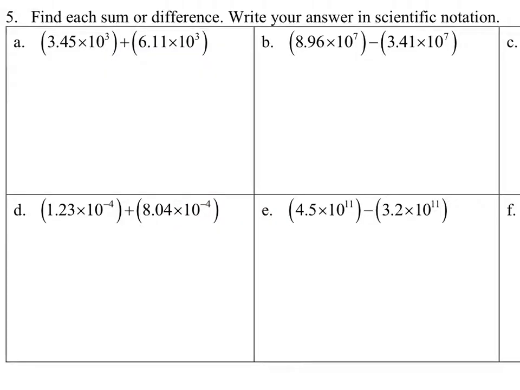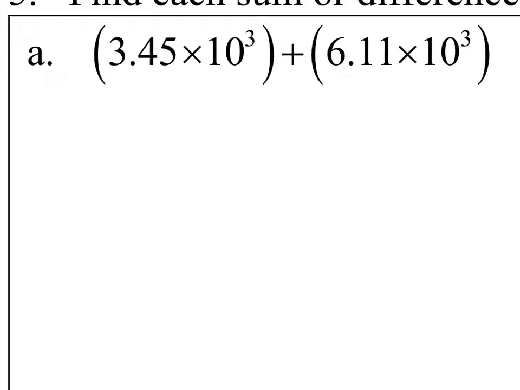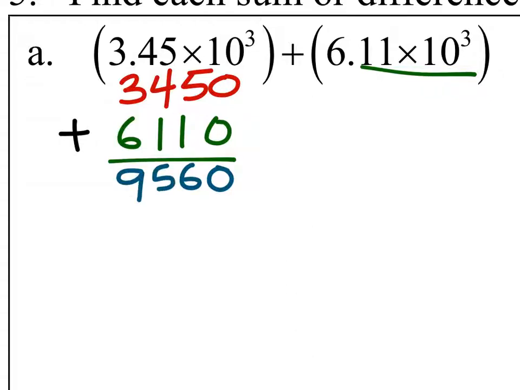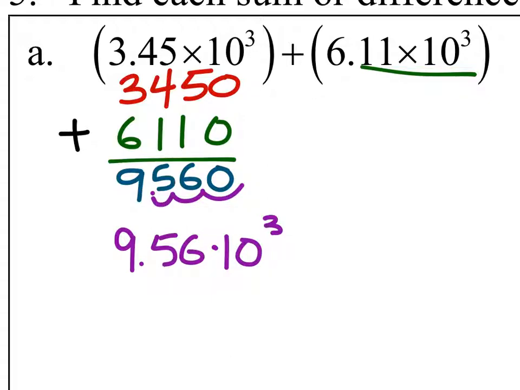So number 5, find each sum or difference. We'll write our answer in scientific notation. It's going to be so fun. So this first one, I'm going to change that 3.45 times 10 to the third into standard form. So that'd be 3,450. And we're going to add this number, which would be 6,110, which would give us 9,560. But it wants the answer in scientific notation. So we're going to change this to 9.56 times 10 to the power of 3.